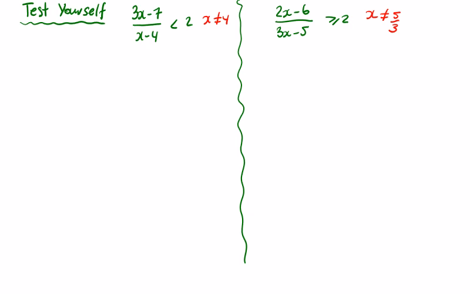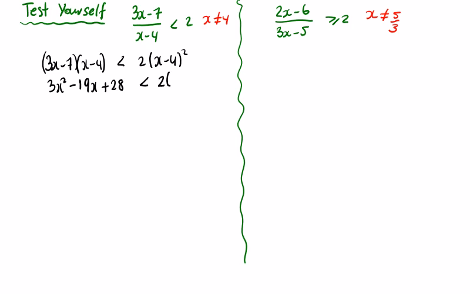Okay, so on the left hand side here, we're going to have (3x minus 7) by (x minus 4) less than 2 times, not equal to, read the question, less than 2 times (x minus 4) squared. 3x squared minus 12x minus 7x, so you can do it a little bit quicker if you want to, minus 19x, minus 7 by minus 4 is plus 28, less than 2 times (x squared minus 8x plus 16). So 3x squared minus 19x plus 28 would have to be less than 2x squared minus 16x plus 32.